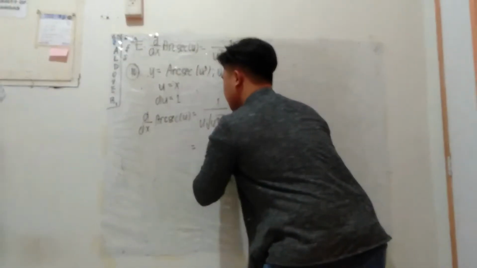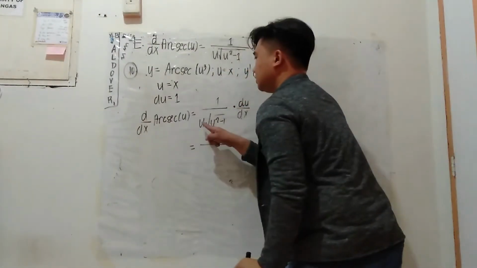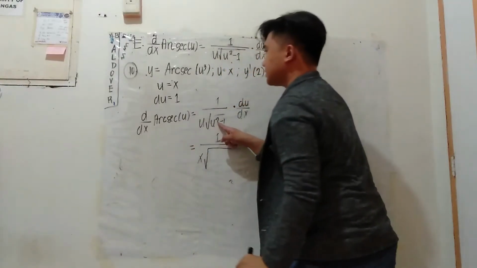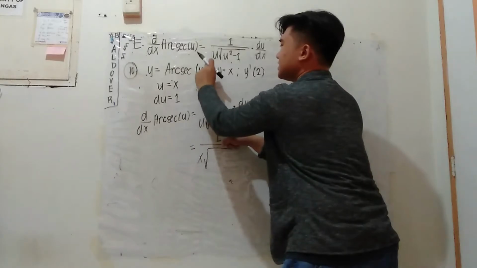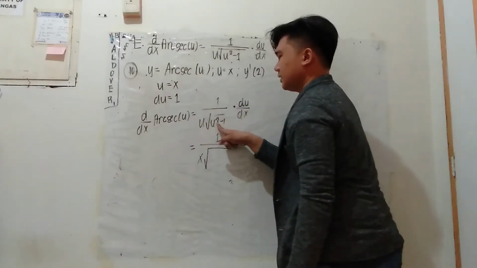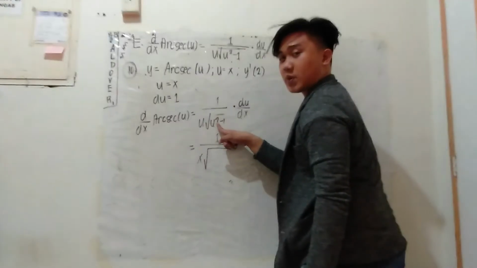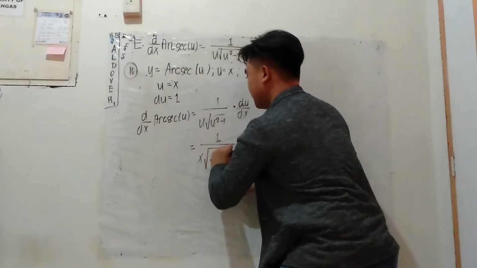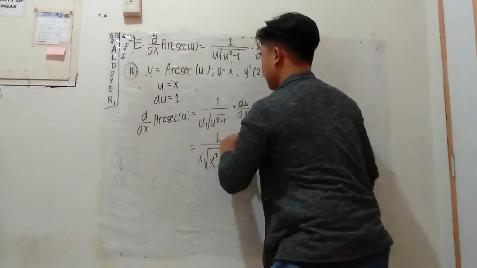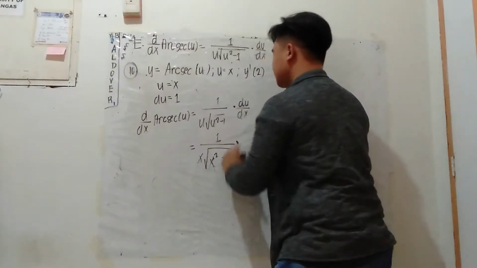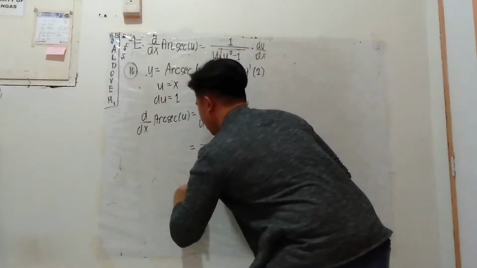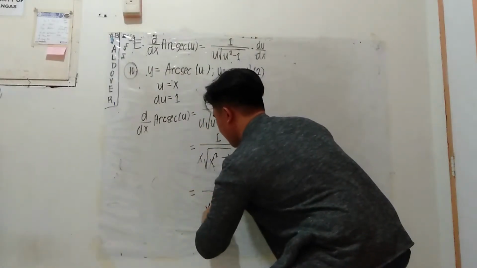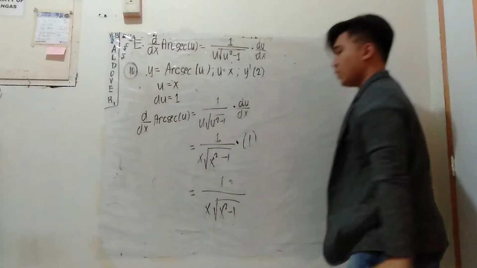Okay? So, I'll just substitute, that is 1. U is x. U squared. I'm sorry, this is just u. U squared. What is u squared? So that is x squared minus 1 times du dx, which is 1. So that is equal to 1 over x times square root of x squared minus 1.